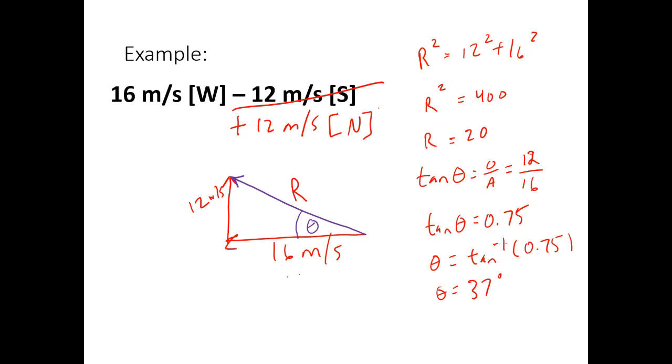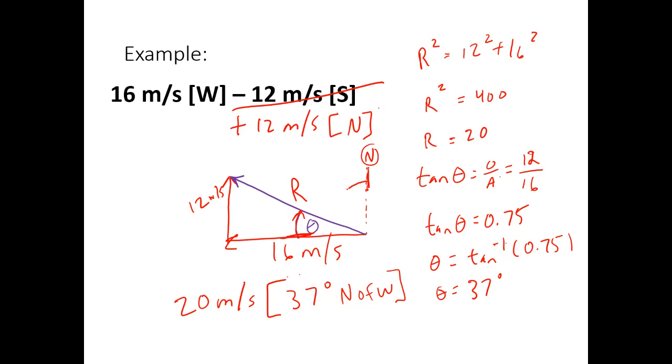Then when we go and state our answer, we'll state our resultant with a size of 20 meters per second. It's going to have a direction that is 37 degrees. If I start from the west, from this west arm, I'm going to be going north of that. So that's north of west. Another way that you could state this direction is if we use this north line as our reference line.